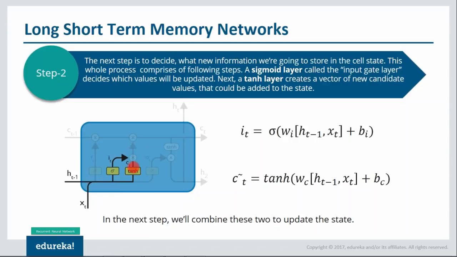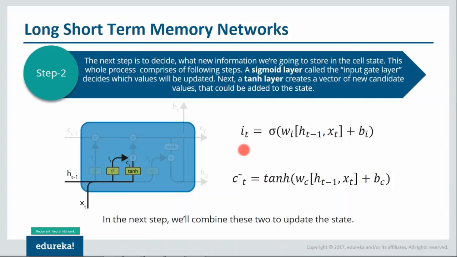Let me explain it in simpler terms. Whatever input we are getting from the previous timestamp and the new input will be passed through a sigmoid function, which will give us it. This it will be multiplied by C bar t, which is the input coming from the previous timestamp and the new input passed through a tanh, and this will later be added to our cell state. The next step will combine these two to update the state.